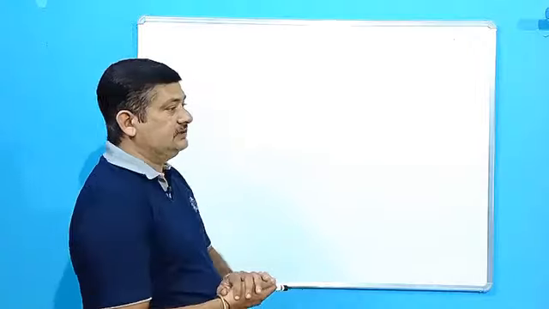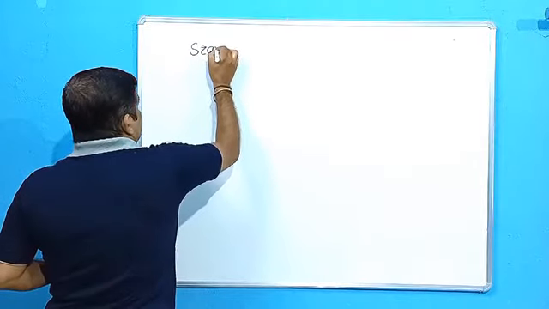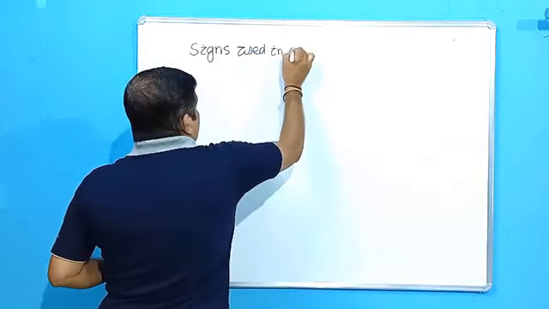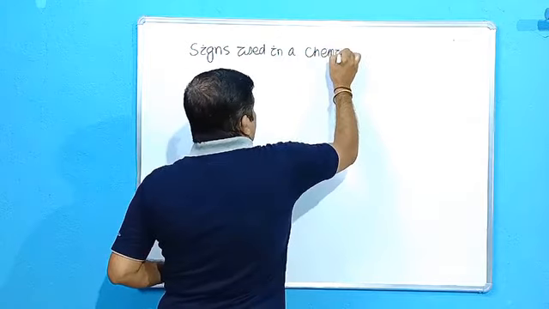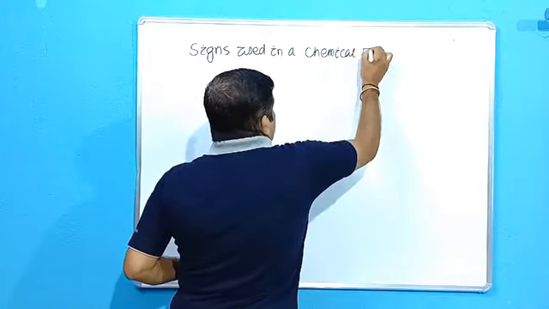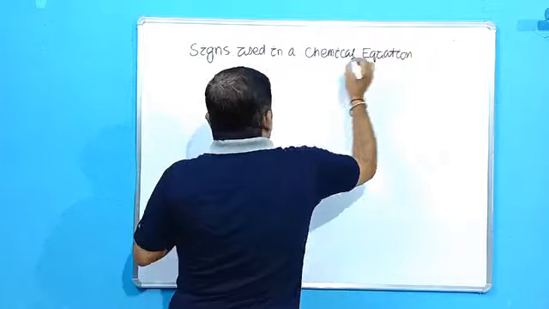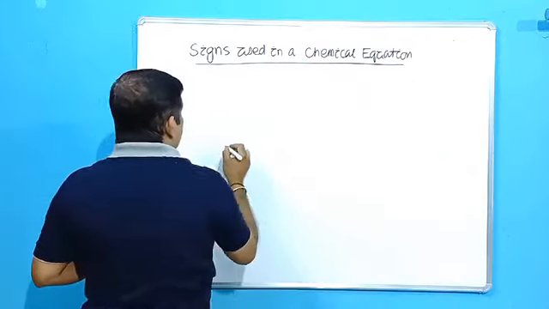So next students will discuss the signs used in a chemical equation. कौन-कौन sign use है देखिए chemical equation. So first regarding the arrow it should be clear.